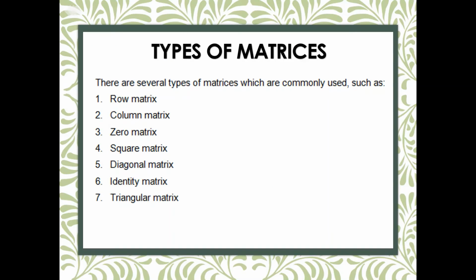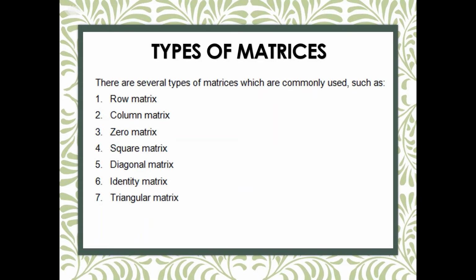Let's proceed with the types of matrices. There are several types of matrices which are commonly used, such as: 1. Row matrix, 2. Column matrix, 3. Zero matrix, 4. Square matrix, 5. Diagonal matrix, 6. Identity matrix, and 7.